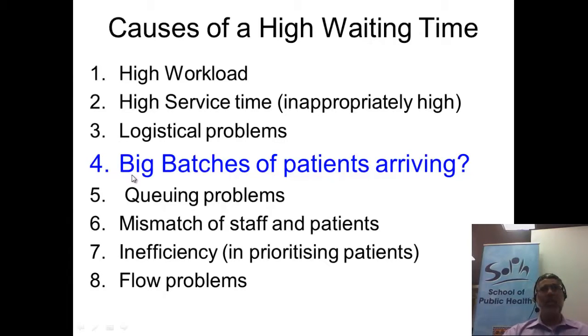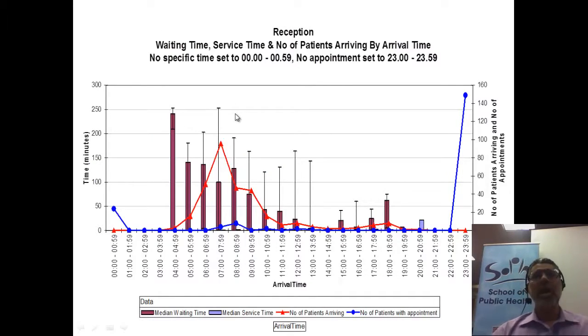Okay, could it be cause number 4? Big batches of patients arriving at the same time. Let's look at that. So here we have an arrival time graph. Okay, it's a graph of arrival times. And what we have here on the x-axis is the times of the day from 1 minute after midnight to midnight. Okay? And here we have it in hourly sections. So here you have 4 to 5, 5 to 6, 6 to 7, 7 to 8, 8 to 9, etc. in hourly bands throughout the day on the x-axis.